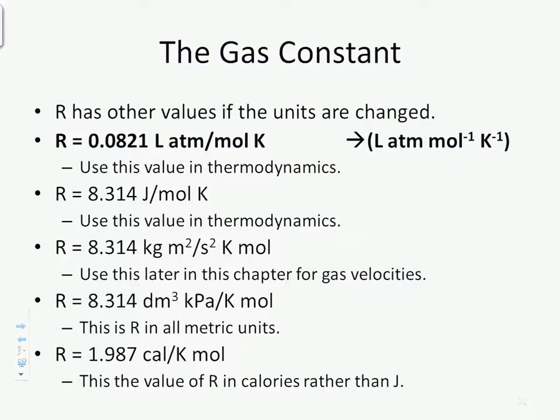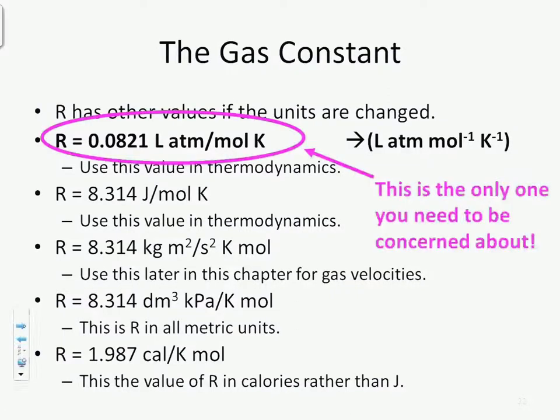R has many different values. They're all the exact same, but it's the units that change. In chemistry, we use this first one. This is the only one for the sake of all of your problems in this course that you need to be concerned about. Other different avenues of science, such as physics and engineering, will use these other gas constants. But for our sake, we are only going to use 0.0821 liters times atmospheres divided by moles times Kelvin. Okay? So this is the one that you can always use to relate PV equals nRT.